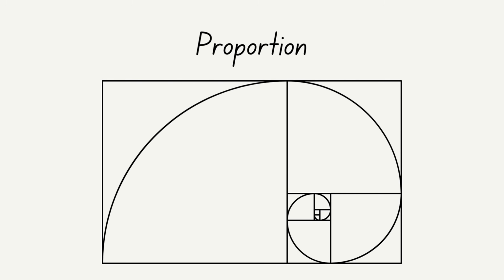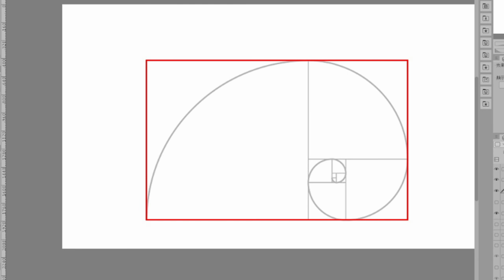Additionally, there's the rhythm created by proportion. Many people mention the golden ratio. However, I find it very difficult to apply in my work. Here's how I understand it. It can be a reference.